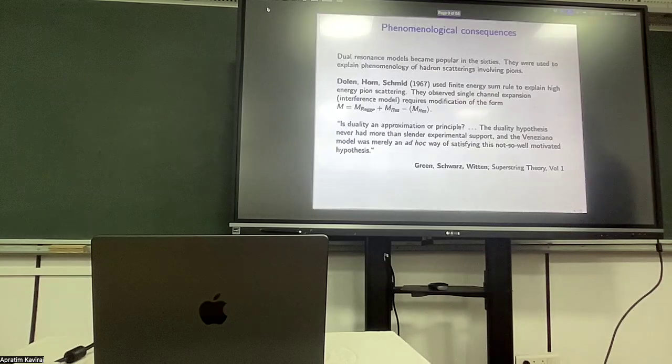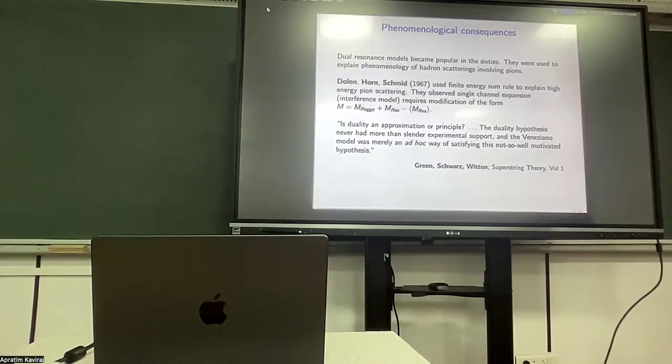Now, phenomenologically, these dual resonance models were important in studying the high energy behavior of hadron scattering involving pion scatterings. Back in the 60s, those dual resonance models were very popular. But people noted there were some contentions. In fact, they were not adequate to describe the high energy pion scattering.